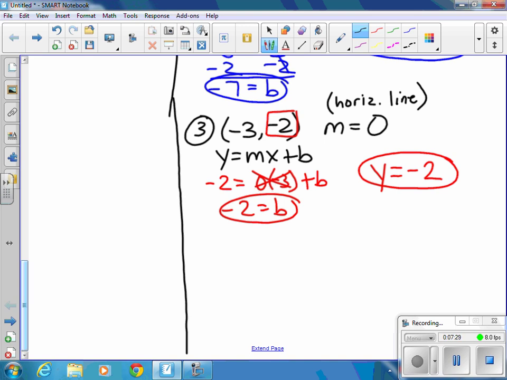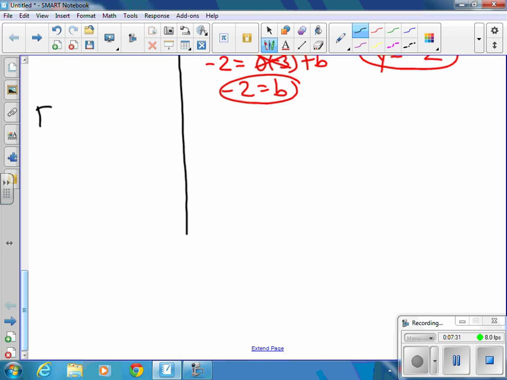All right, the last part that we'll have to do deals with coming up with an equation when you are given 2 ordered pairs. And when they give you 2 ordered pairs, they're giving you nothing. You don't know the m, you don't know the b. You have to start from scratch with everything.